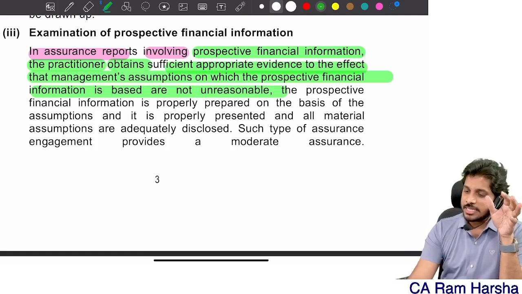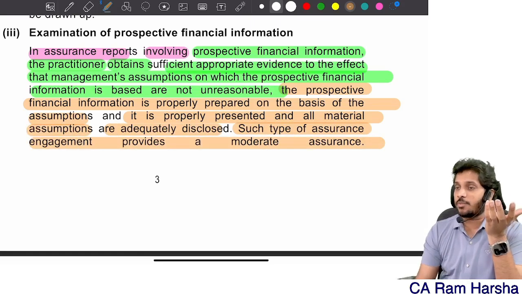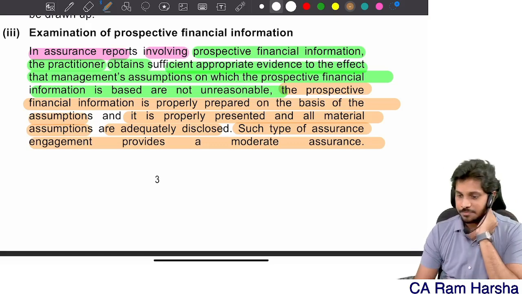So they are not unreasonable. Further, the prospective information is properly prepared on the basis of assumptions, and it is properly presented, and all material assumptions are disclosed. Such type of assurance only provides a moderate assurance. Next.